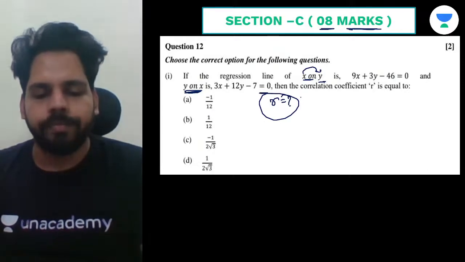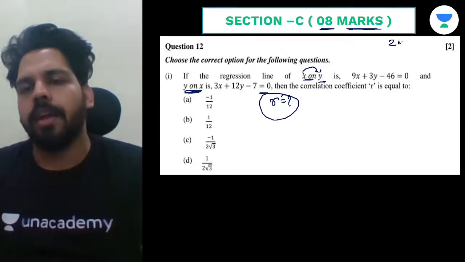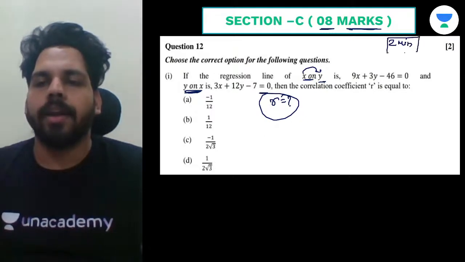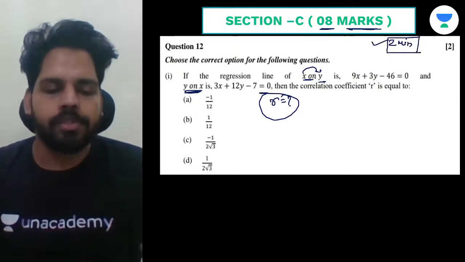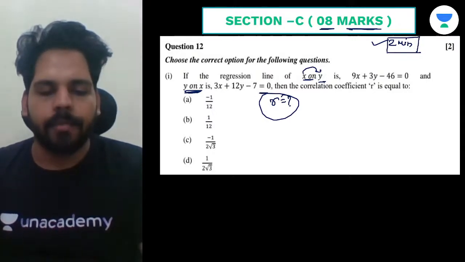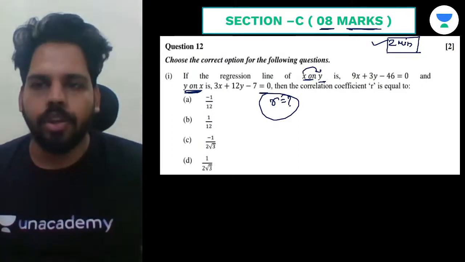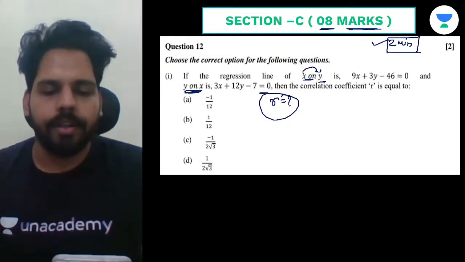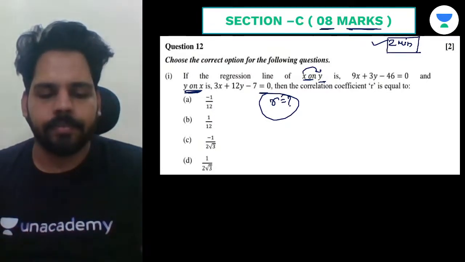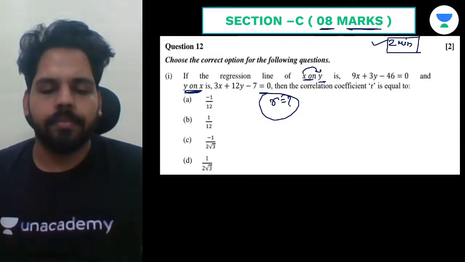So here we need to find the correlation coefficient r. Understand? So here we go, we are going to solve this question and you will be able to understand. First of all, I am giving you 2 minutes. If you know how to solve it, try by yourself. Otherwise, I am going to explain it. You have 2 minutes to solve this question. Otherwise, I'll help you how to solve this question.